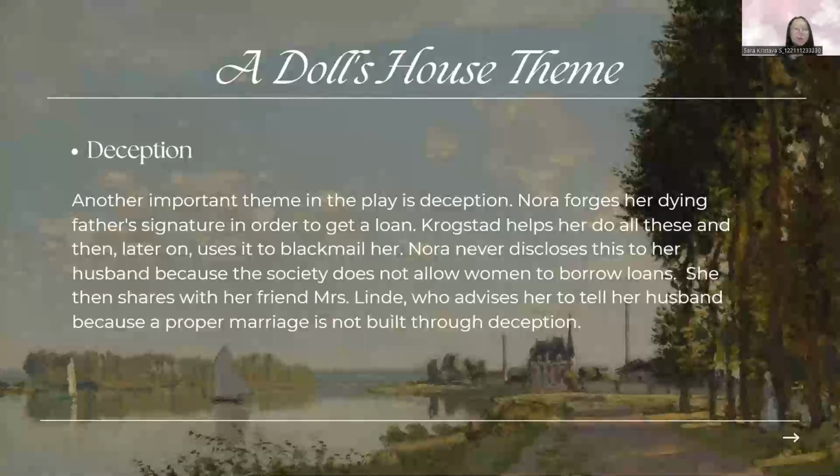Mrs. Linde advises her to tell her husband because a proper marriage is not built through deception. When Nora's husband learns about this, her marriage inevitably breaks. Krogstad also suffers from a bad reputation for he helped Nora forge the documents.